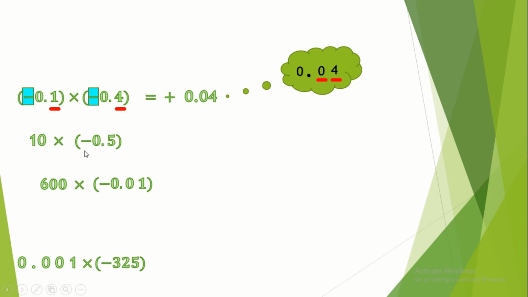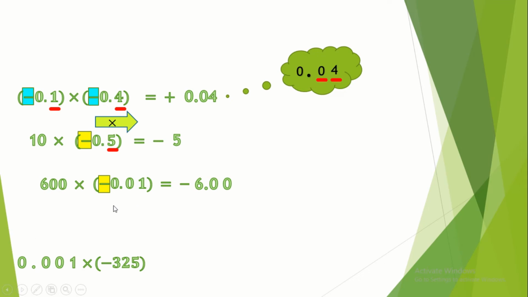Now another example. Here we have 1 sign minus, 1 is odd, so the answer is minus. Now we are multiplying by 10, so we just move the point to the right. It gives us 5. Here it is the same. We have 1 sign minus, so it's minus. Now 600 times 0.01 gives us 6.